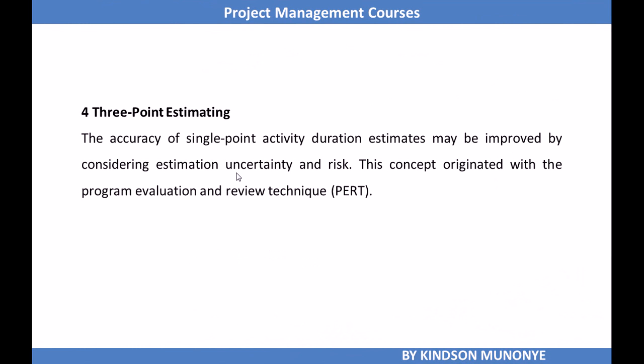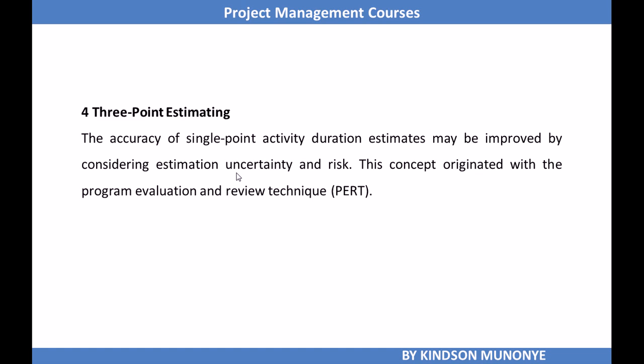So having looked at expert judgment, analogous estimating, and parametric estimating, the next tool and technique used to estimate activity duration is three-point estimating. What is three-point estimating? We are going to spend some time here. It means that you make three estimates and put them together. It's as simple as that, because the accuracy of a single point activity duration estimate may be improved by considering uncertainty and risk. The concept originated with the Program Evaluation and Review Technique, and that is PERT for short.